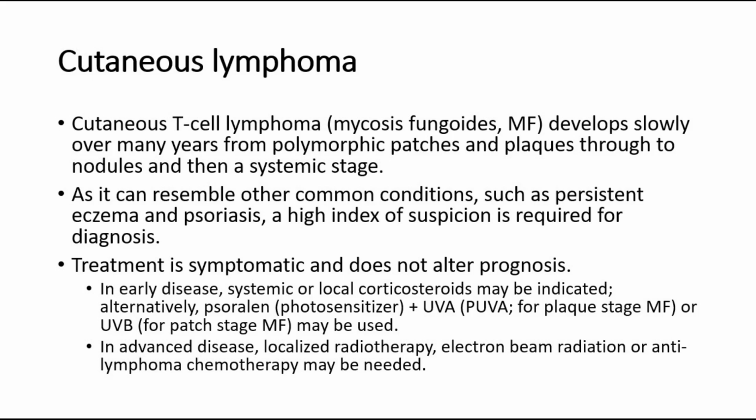In early disease, systemic or local corticosteroids may be indicated. Alternatively, psoralen plus UVA, or UVB may be used. In advanced disease, localized radiotherapy, electron beam radiation, or anti-lymphoma chemotherapy may be needed.